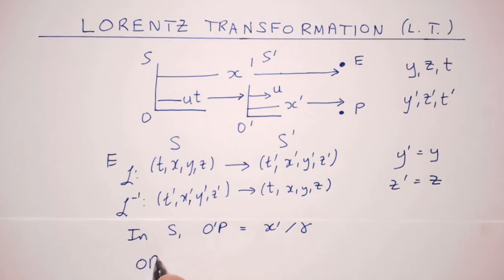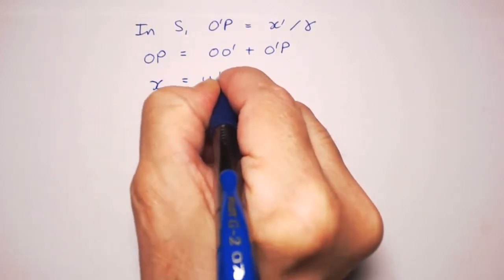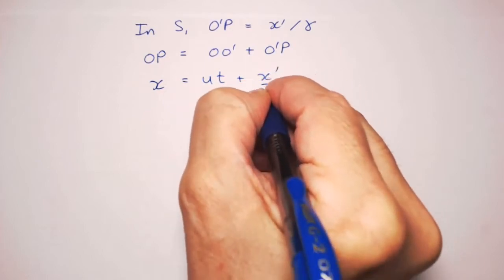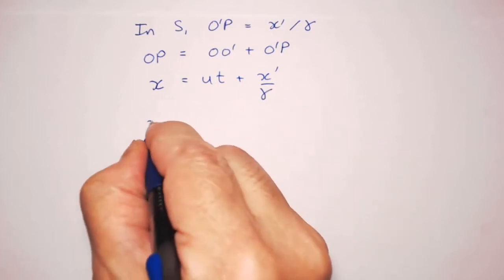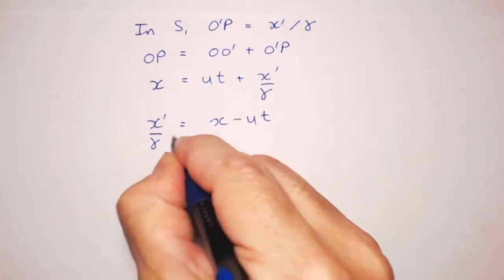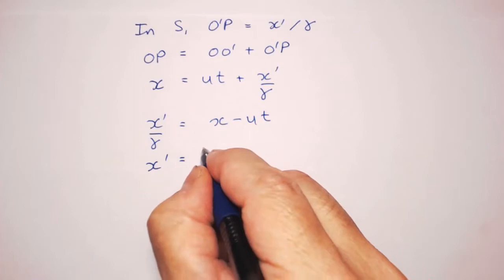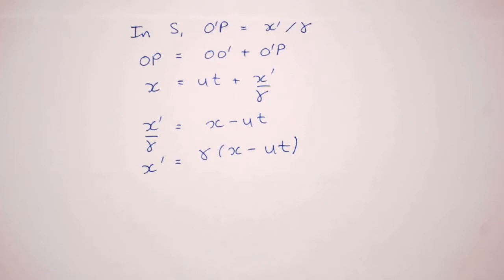Hence, measured in S, the distance OP is equal to OO' plus O'P, so x is equal to ut plus x' upon gamma. So we have x equals ut plus x' upon gamma, and we want to solve for x', so we rearrange like this. x' upon gamma is equal to x minus ut, and multiply by gamma to obtain x' is equal to gamma into x minus ut. And that is the first part of the Lorentz transformation, which expresses x' in terms of x and t. Note that x' does not depend on y or z.